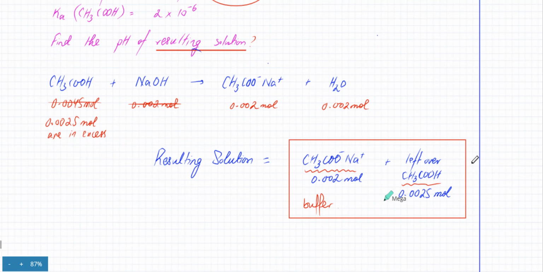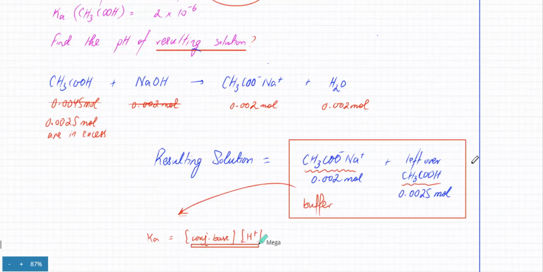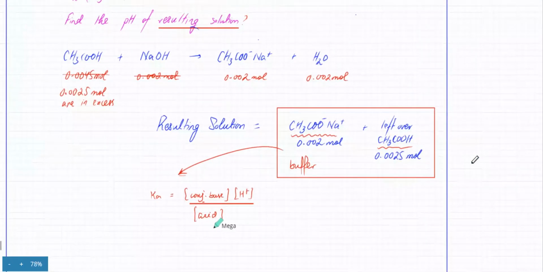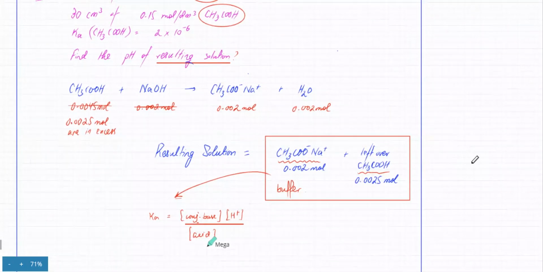And he has asked to find the pH of this. So what is the formula for the pH of a buffer? It's basically Ka times the conjugate base concentration, meaning salt concentration, times H+ concentration, divided by the acid concentration. And you put the K value in, so K is 2 into 10 to the minus 6.